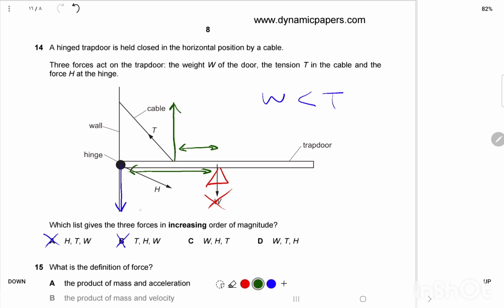Bigger distance means less force. This means T is less than H. Sorry, T is greater than H because T is closer to the pivot. So it must be the biggest force, or bigger than H, which means option C is the correct answer.